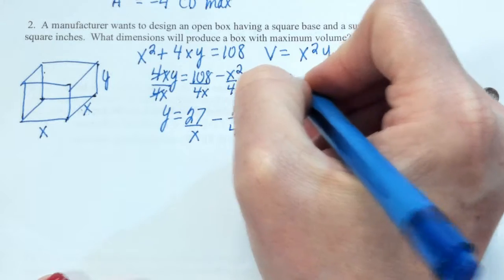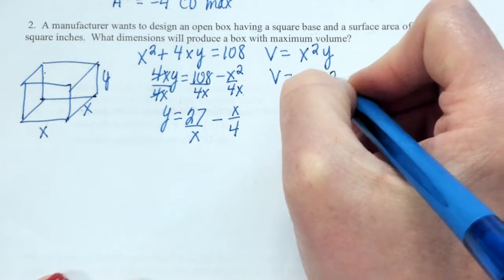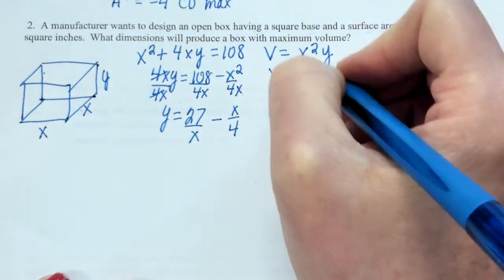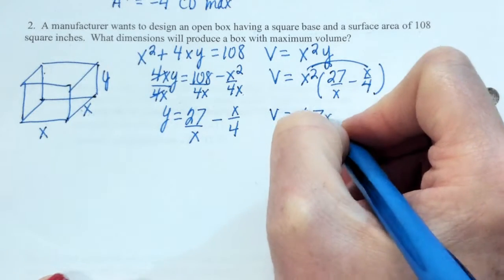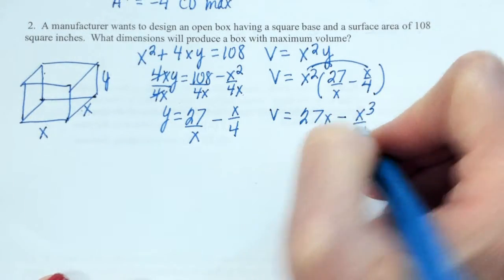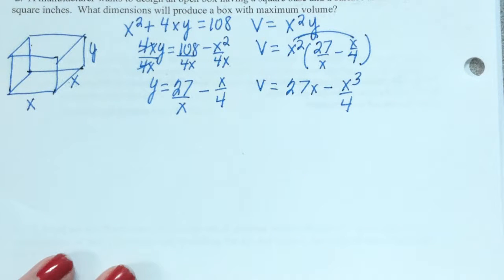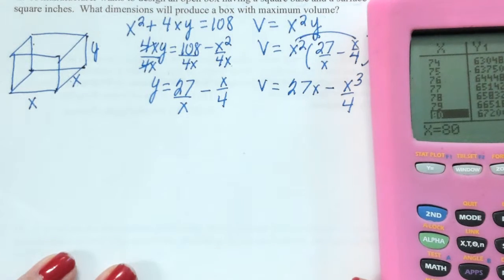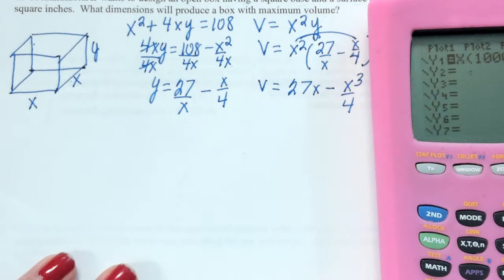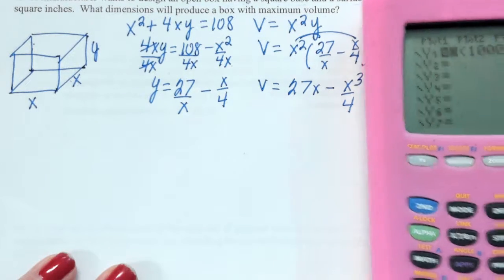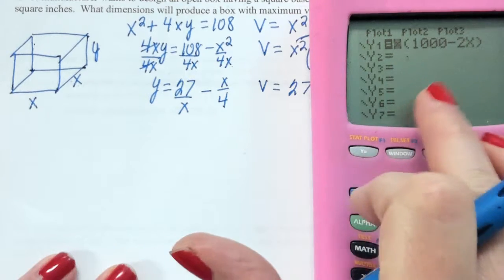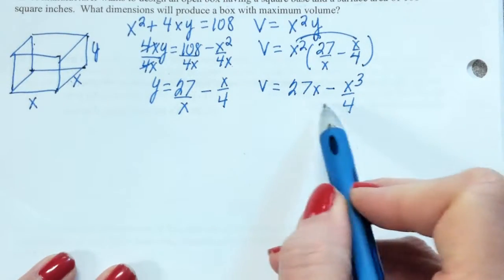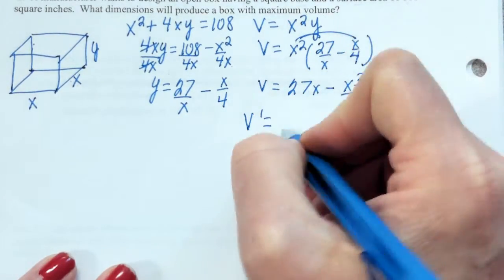So I'm going to substitute that back into my volume formula. So y is 27 over x minus x over 4. Distributing that out, I'm going to have 27x minus x cubed over 4. So I have my volume formula. If I felt like it was too difficult to take that derivative, which on your homework, number 16, it's pretty difficult to take the derivative of number 16. So remember, you can find a maximum on your calculator if necessary. But this one is not difficult to take the derivative of. So I'm just going to do it.